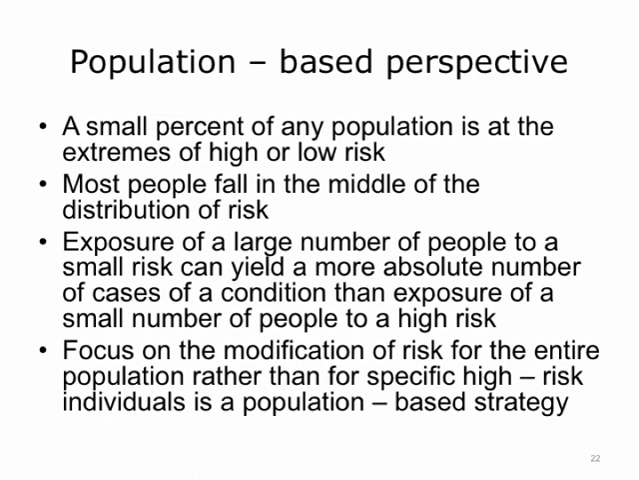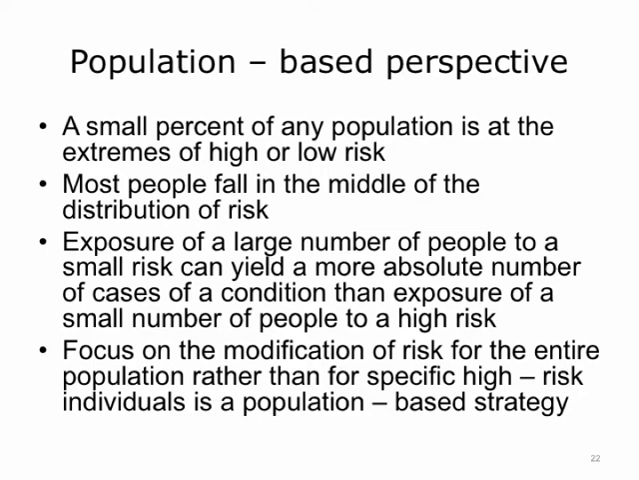Second, when you stratify a population along the continuum, what forms is a bell curve. The majority of the population will fall in the middle. With a large enough population, only a small number of any population will fall at the tail ends of the bell curve, the extremes for low to high or high to low risk.